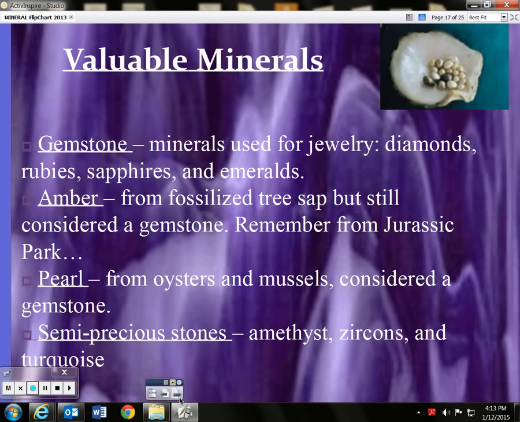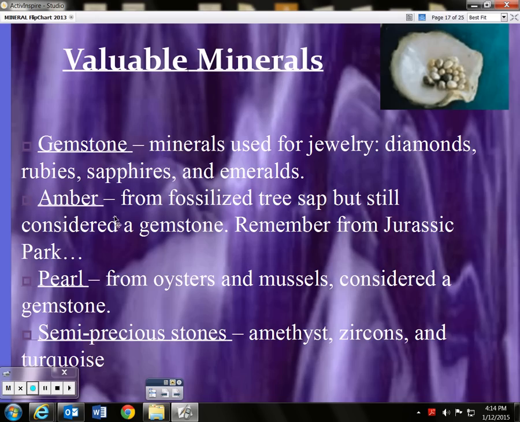Okay, valuable minerals are called gemstones. These are minerals that are used for jewelry. And that's the only one you really need on this page right there. You need to realize that gemstones are minerals, so they're naturally occurring inorganic solids with a definite chemical composition and crystalline structure. Amber and pearl are not minerals.